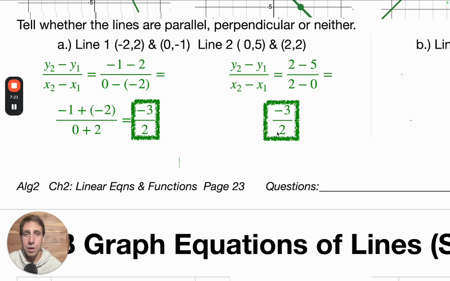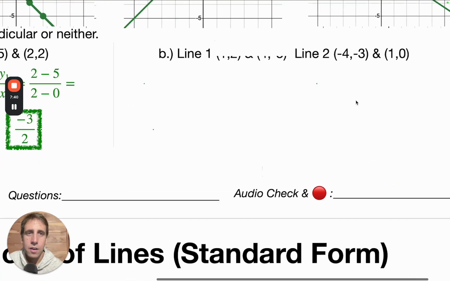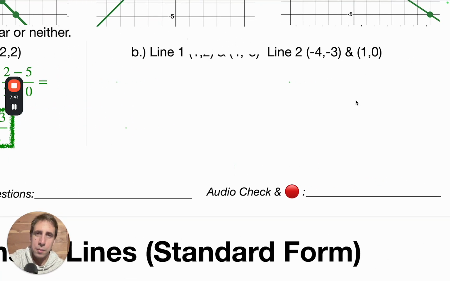All right, now let's compare these slopes. Are they parallel, perpendicular, or neither? Well, if they're going to be parallel, we need them to be equal to each other. Remember, perpendicular is going to be 1 positive, 1 negative, so they're going to be opposite, and they're going to be flipped. So opposite reciprocals. All right, here, finally, I labeled it like I'm supposed to: x1, y1, x2, y2. That's going to help me out a lot.